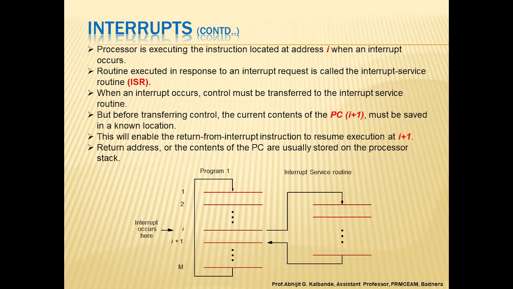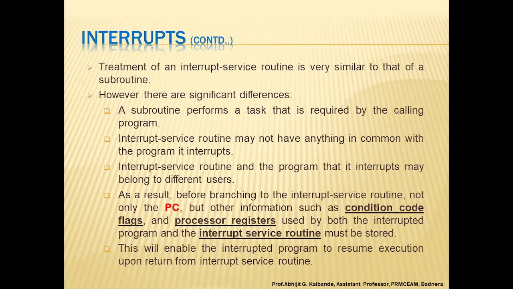As part of handling the interrupt, the processor must inform the device that its request has been recognized so that it can remove its interrupt request signal. This may be accomplished by a special control signal on the bus, called the interrupt acknowledge signal, which is used in some interrupt schemes. Here, the treatment of the interrupt service routine is very similar to that of a subroutine. However, there are significant differences between a subroutine and an interrupt service routine.